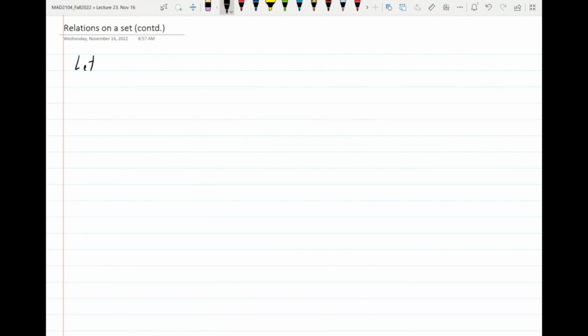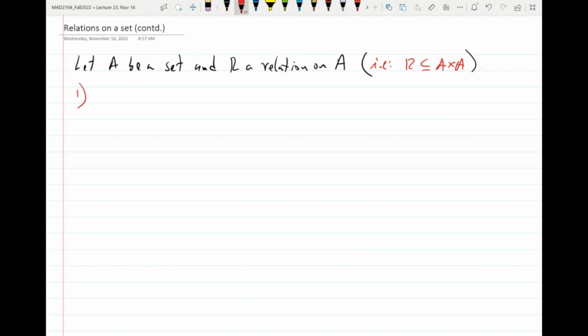So let A be a set, and R a relation on A. Okay. So remember, what this means is that R is a subset of A cross A. Okay, that's what it means. All right, so then number one, I'm just going to write all the definitions so we have them all in one place. So we say that R is reflexive.